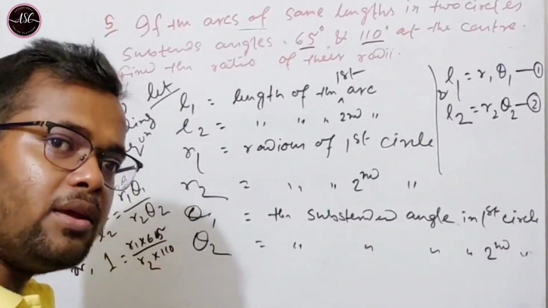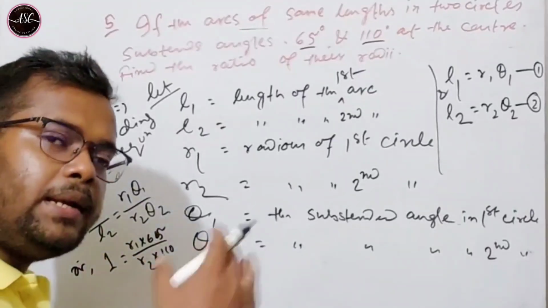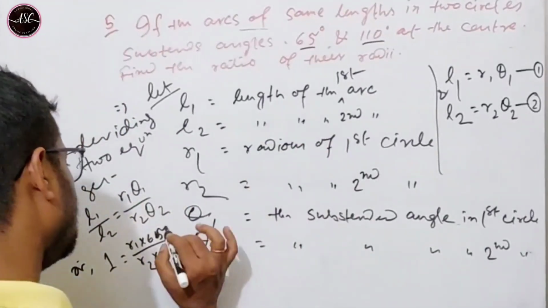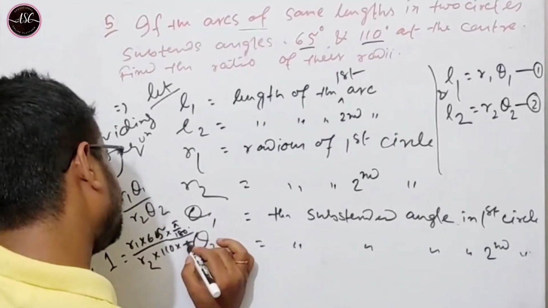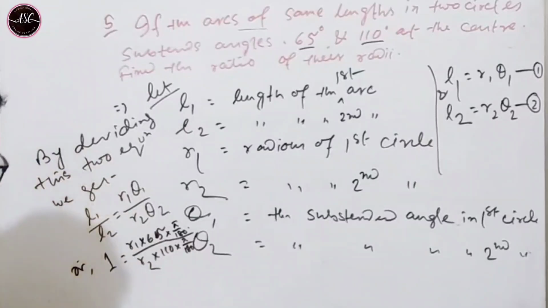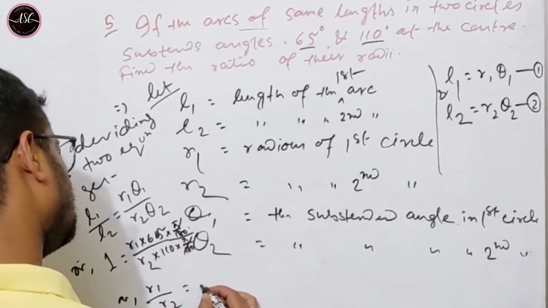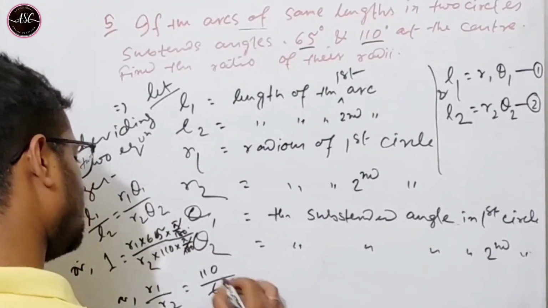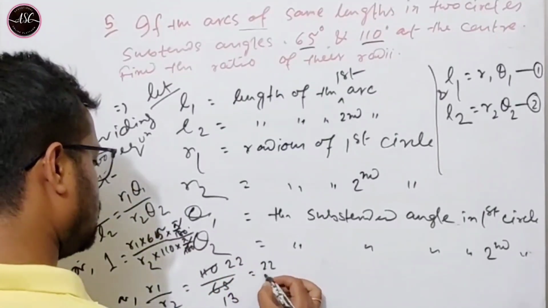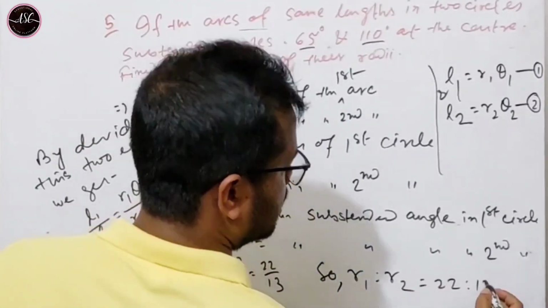But this is in degree. We have to convert this to radian. Okay. Degree to radian, that means multiplication by pi by 180. By cancelling, we cancel both. We get R1 by R2 equal to 110 by 65. By cancelling this, we get 22 by 13. So R1 is to R2 equal to 22 is to 13.